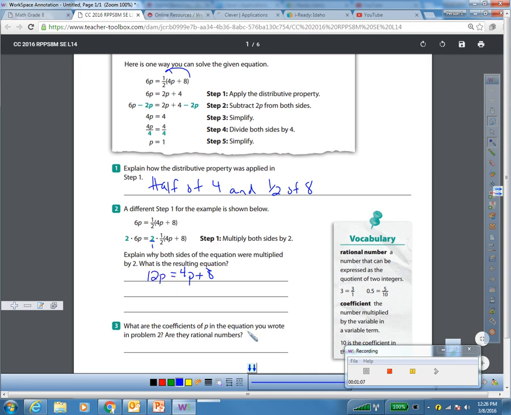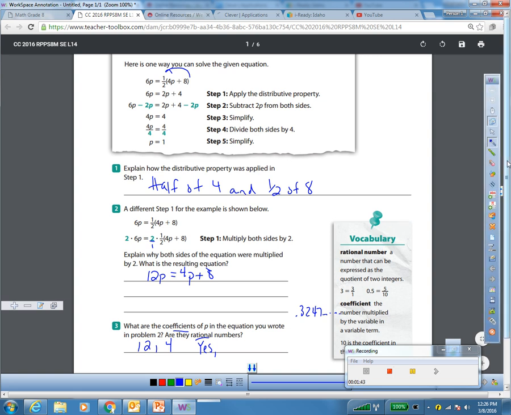What are the coefficients of p in the equation you wrote in problem 2? Are they rational numbers? So a coefficient is a number in front of the variable. So 12 would be a coefficient, and 4 would be a coefficient. Okay. Rational numbers, we would say yes, they are. A rational number is a nice, neat decimal or fraction or regular whole number. An irrational number, the opposite of rational, would be like 0.3247, and it just keeps going. So some crazy decimal. That's irrational.